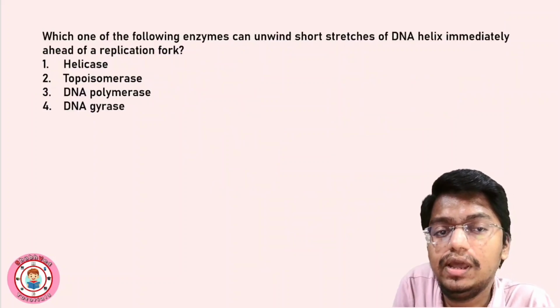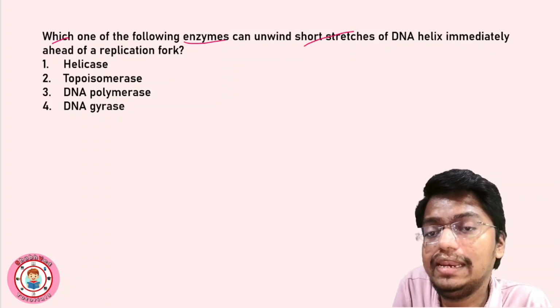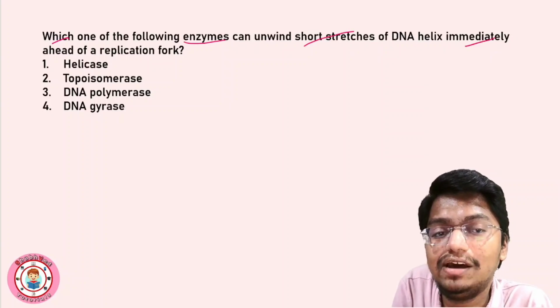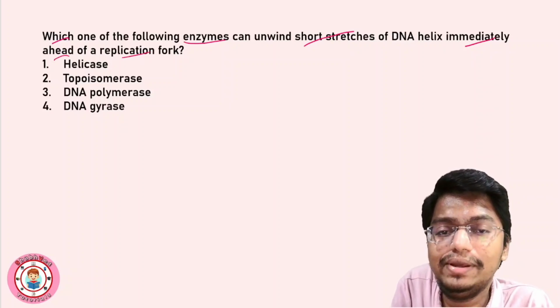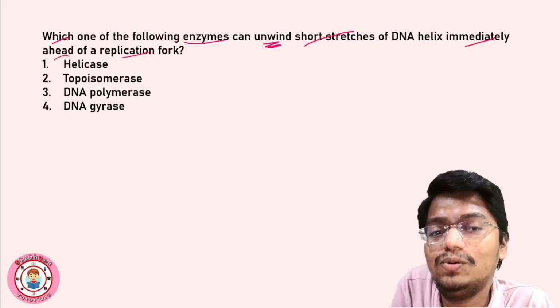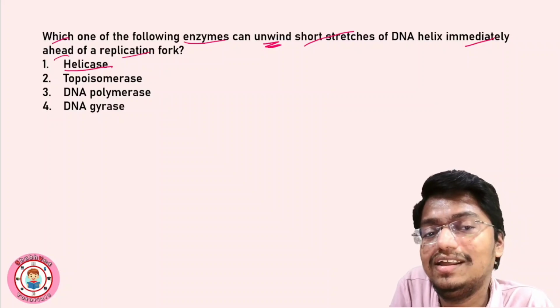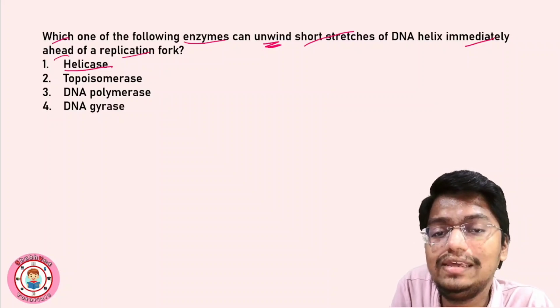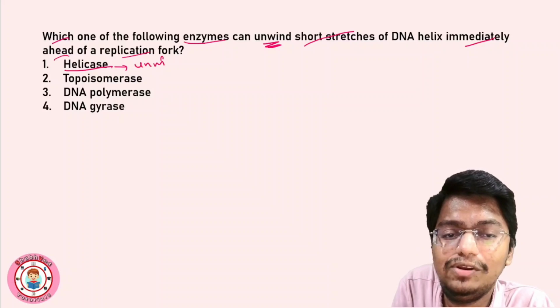Next question. Which one of the following enzymes can unwind short stretches of DNA helix immediately ahead of a replication fork? Okay, see, this is a very tricky question. Now what is written here? Unwind, right? Unwind. So you will think helicase will be the answer, right? Helicase will be the answer because helicase does the unwinding. Okay, we know this.